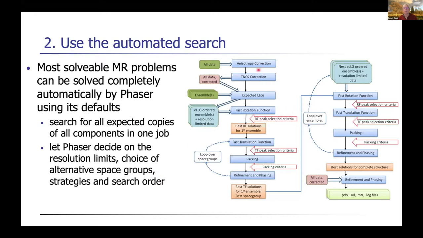There's a complicated flow chart here, which shows you basically what's going on in a Phaser job. And it includes things like calculating the expected LLG, given the quality of the data and the quality of the model: how big of an LLG do I expect to get? And then you make decisions based on that.